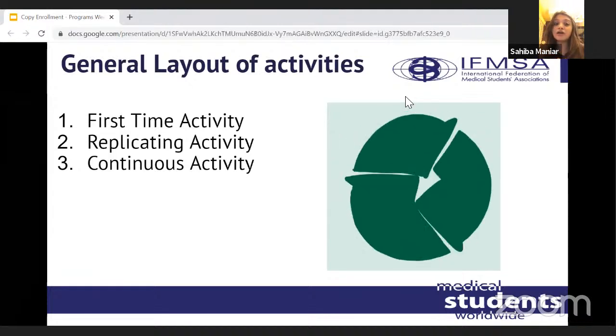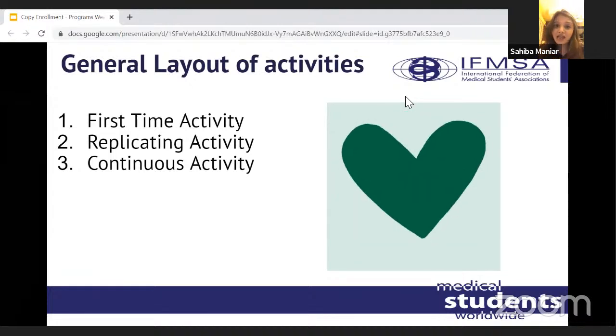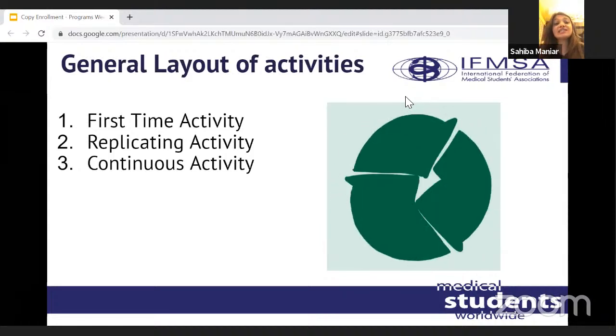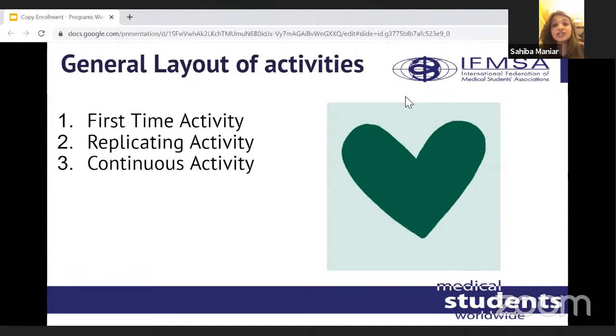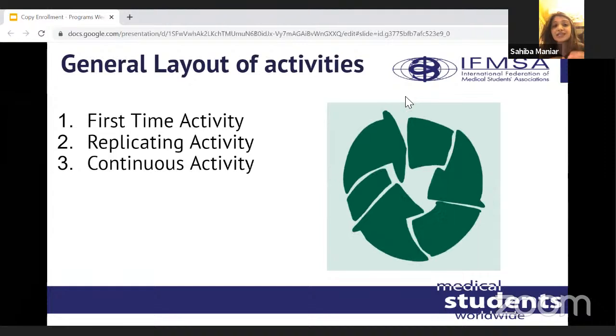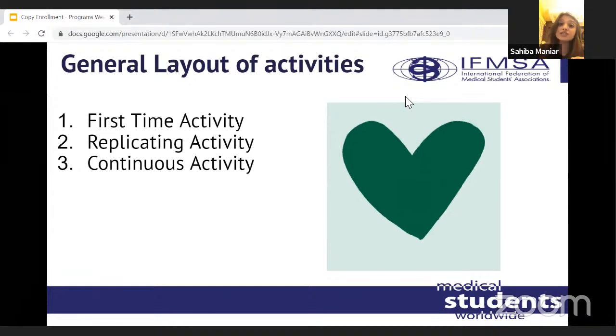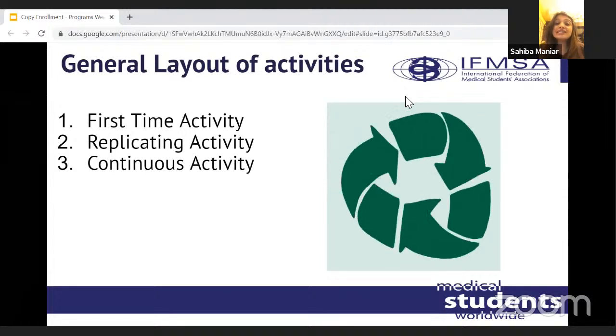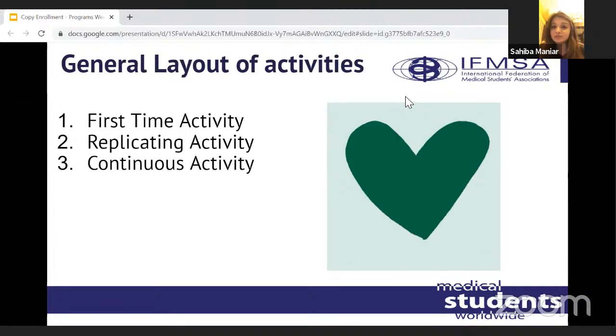Thirdly, and the best kind of enrollments are continuous activity enrollments. These are sustainable activities. These are activities that were conducted previously. They were enrolled maybe previously as a first-time activity. And now, since they are done again, they are enrolled as a continuous activity. These are the activities which ensure maximum sustainability.